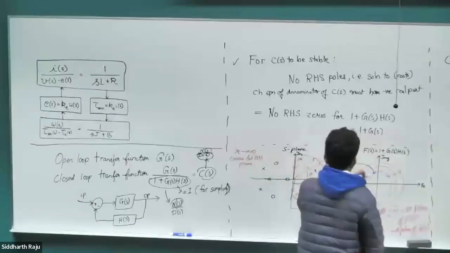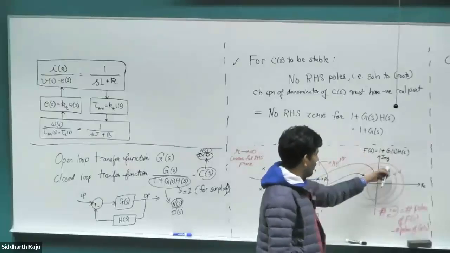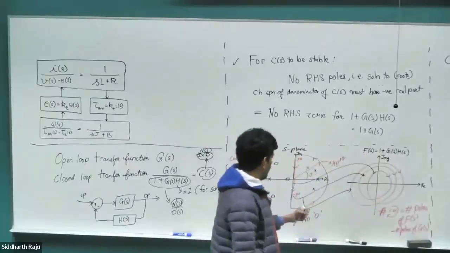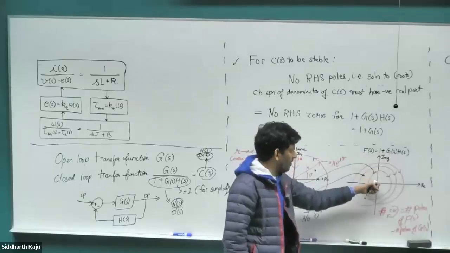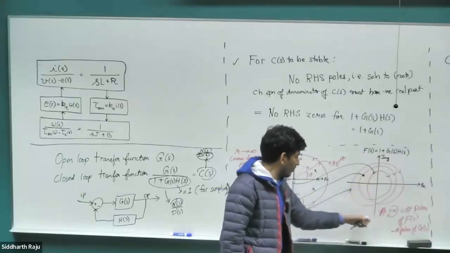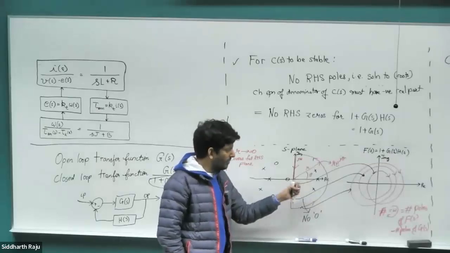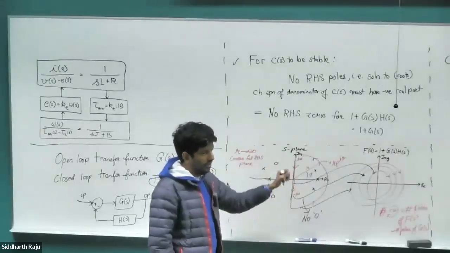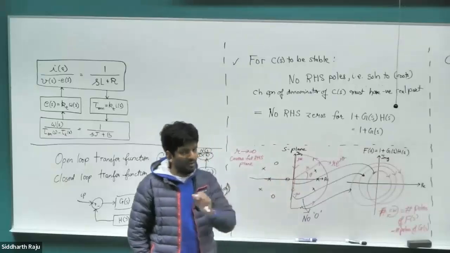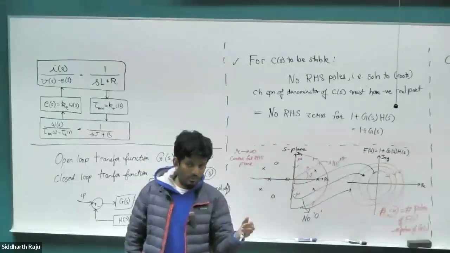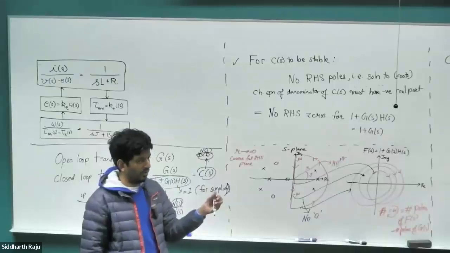And if we look at how many times this curve in the F(s) plane encircles the origin in the counterclockwise direction, it should be exactly equal to the number of poles of G(s) that are on the RHS plane, right? G(s) can have poles on the RHS plane. The open loop system can be completely unstable. That is not bothering us at all. It's the closed loop system that should not be unstable.